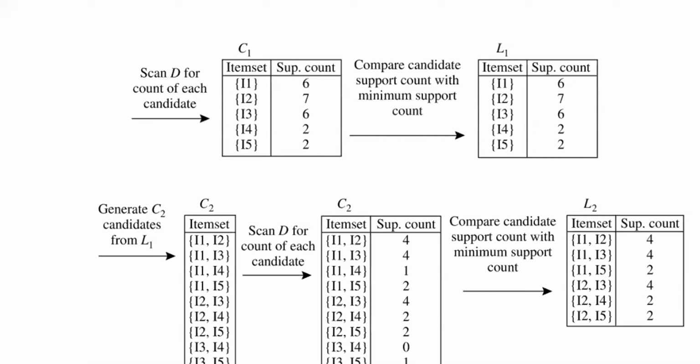Item three is purchased by six people. Item four is purchased by only two people. Similarly, item five is purchased by two people. So you have to write the support count of those items. Now you have to compare the candidate support count with the minimum support count.